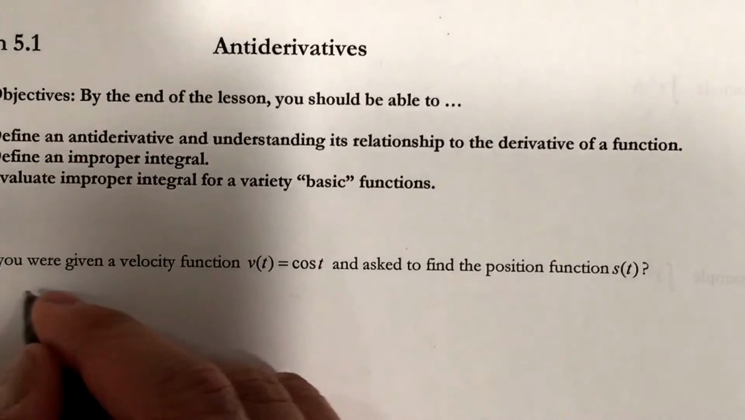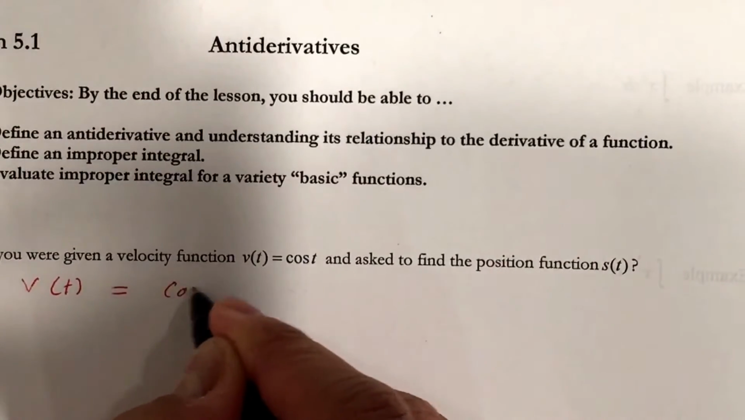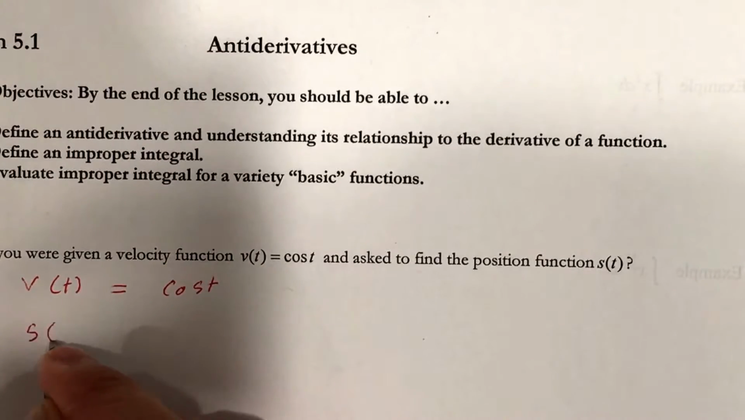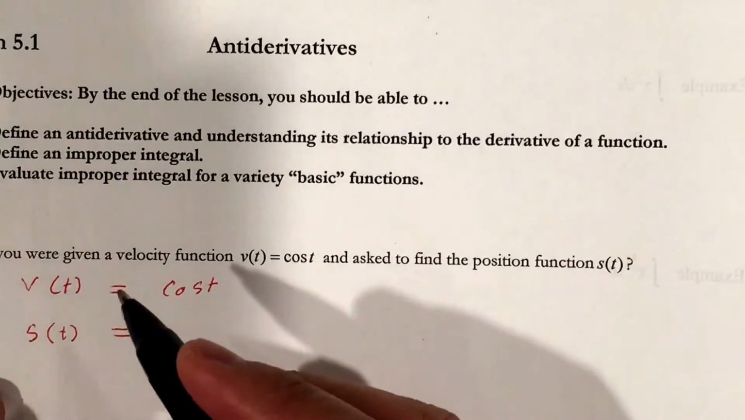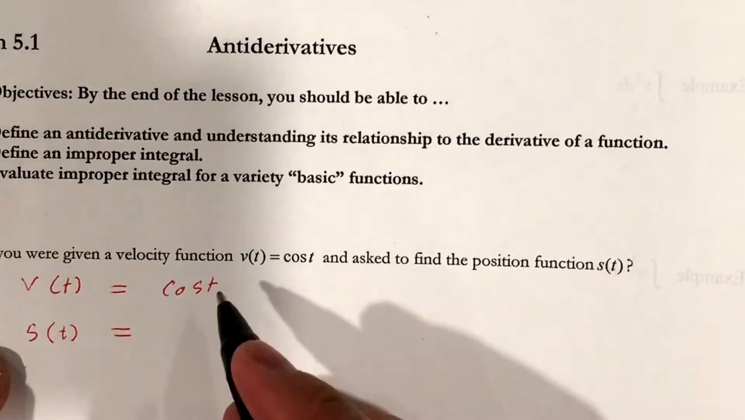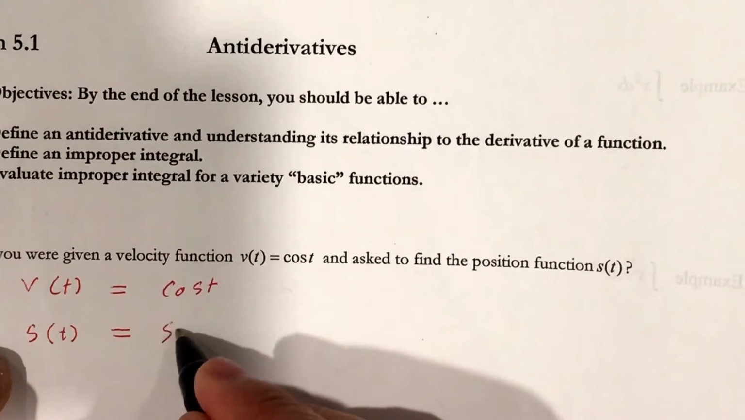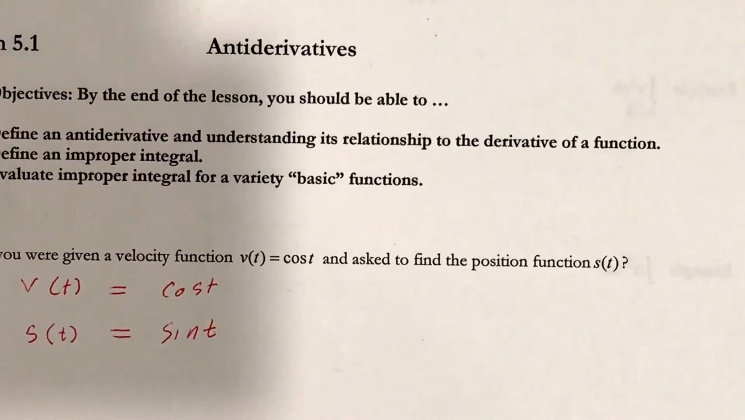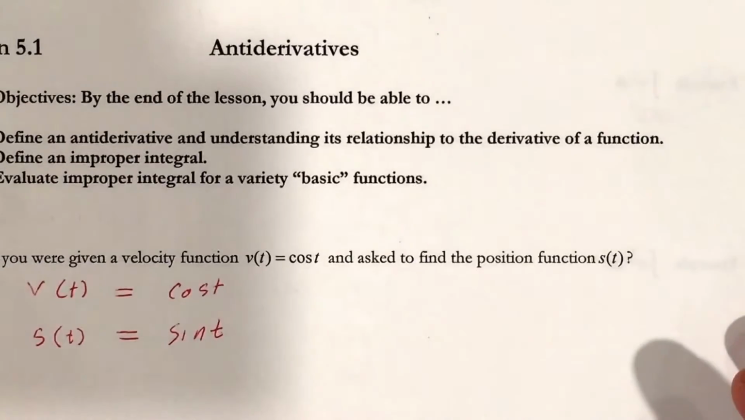So if we are given the velocity function, then the question here is, what is the original function, or what is the position such that the derivative is cosine? Well, hopefully you do figure that out, and it has to be the sine function. If the position is sine, then its first derivative is cosine, and first derivative is velocity. All right, there you go. You got it.